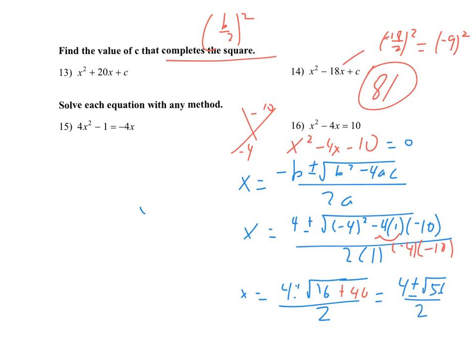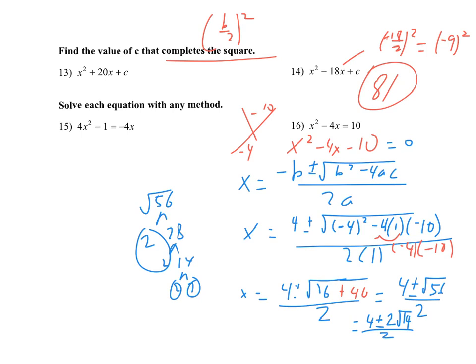I need to break down radical 56 now. I know it's even, so it can divide by 2. So that's 2 and 28. And then I can break it down by 2 again, and then by 2 again. So I have twin 2's right there, and then a loner 2 and a loner 7. So the twin 2's will go out front. And then the loner 7 and the loner 2 will combine back into 14. And then I'll just reduce it here, so I get 2 plus or minus radical 14. I'm dividing everything by 2.